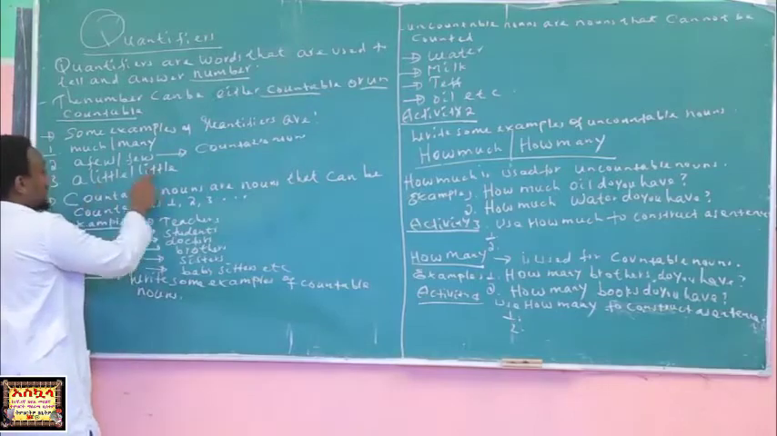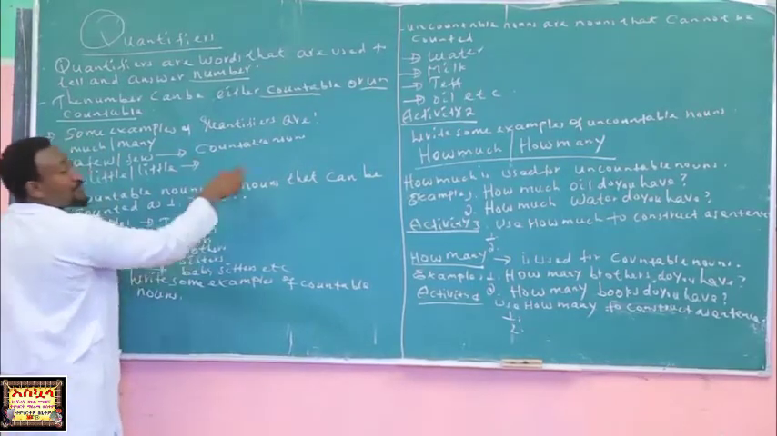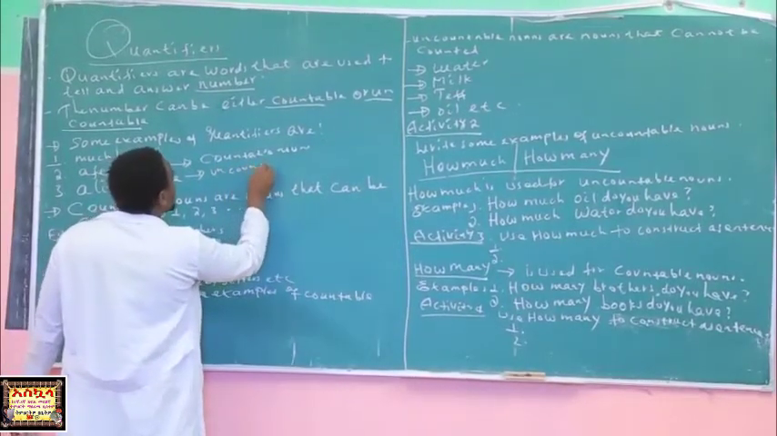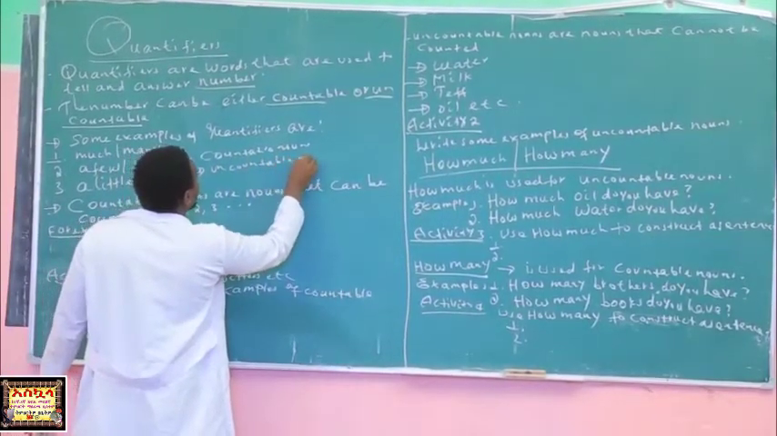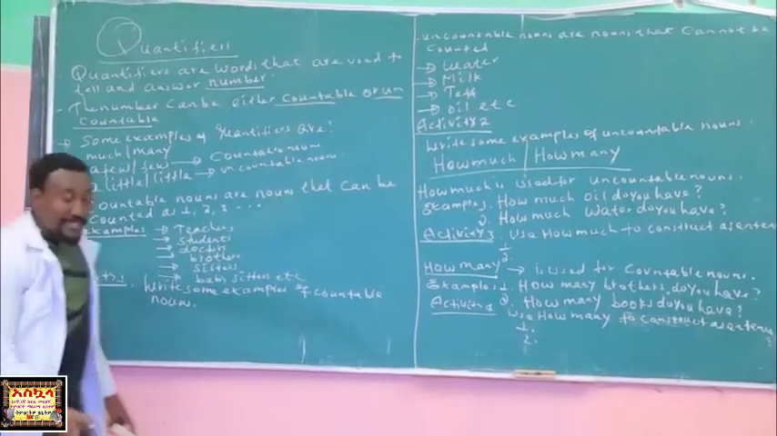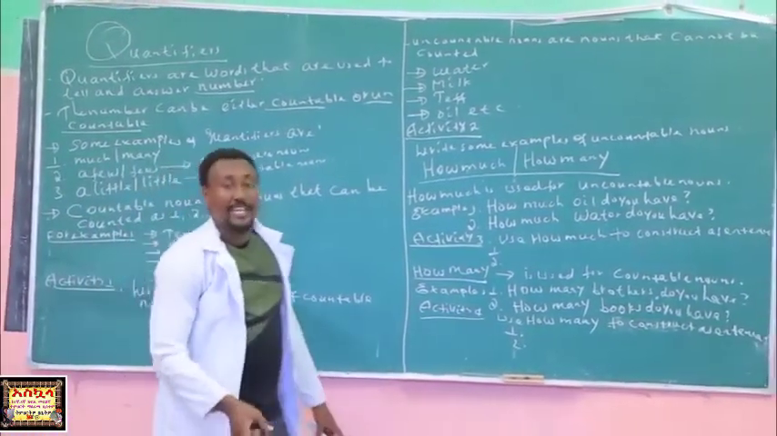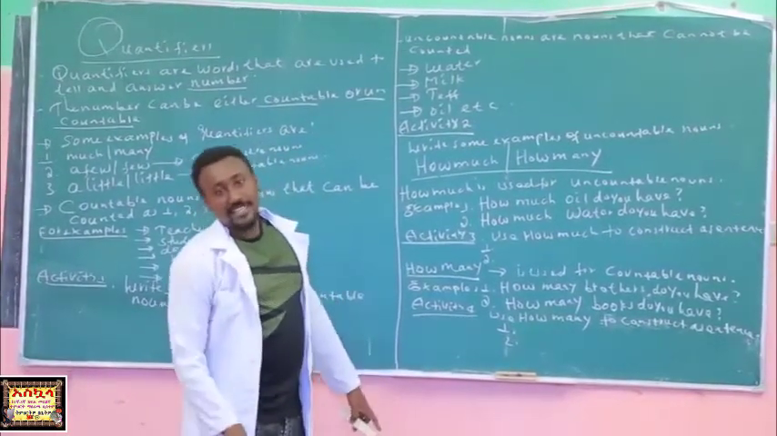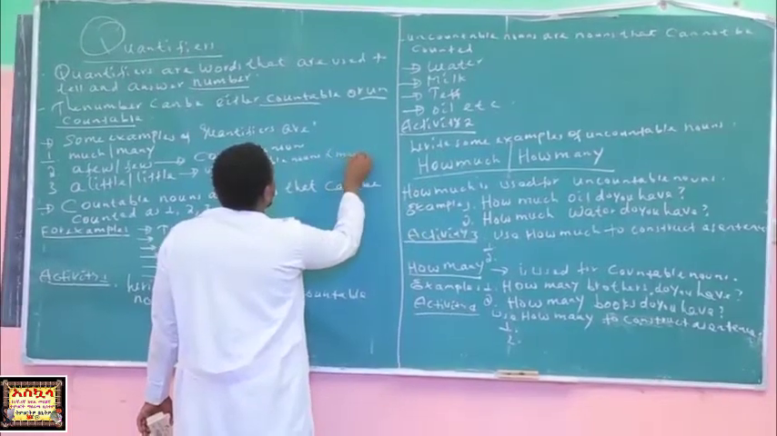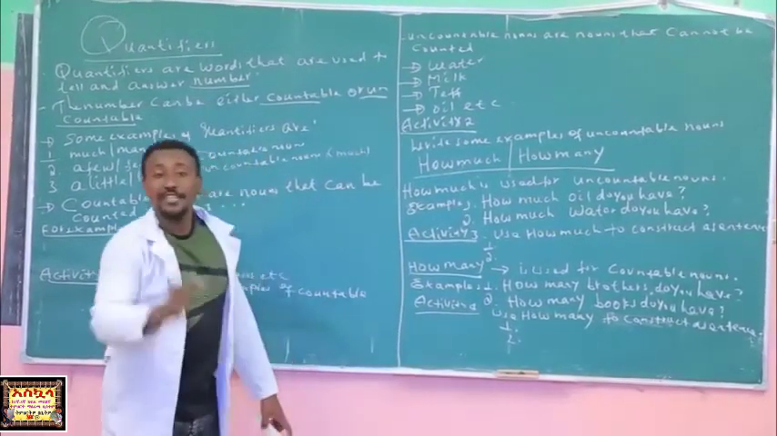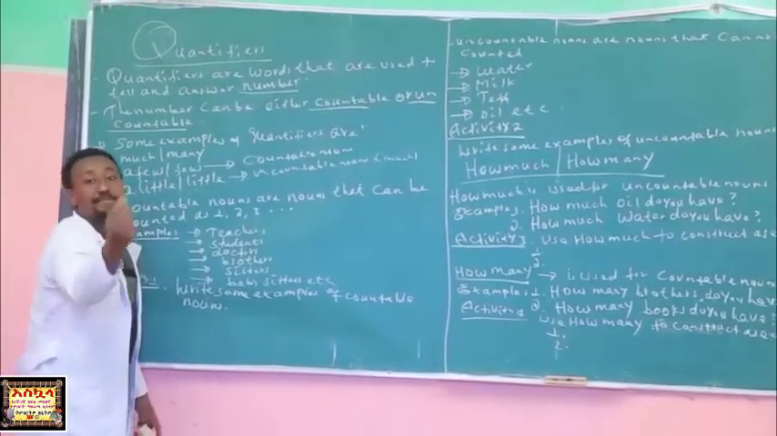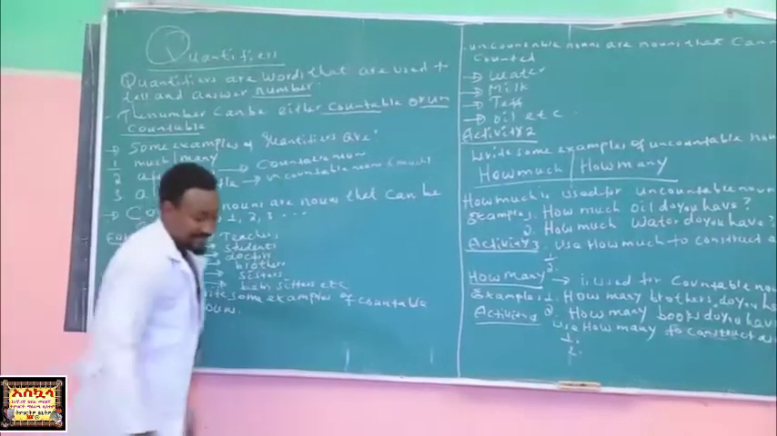The other one, a little and little, is the same as much. They are used for what? Uncountable nouns. Uncountable nouns are nouns that cannot be what? Counted. The same as much. But when you say much, the number is not limited. However, a little and little is a limited number. That's the difference.